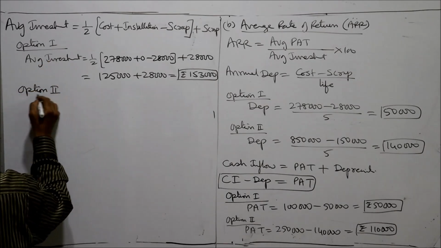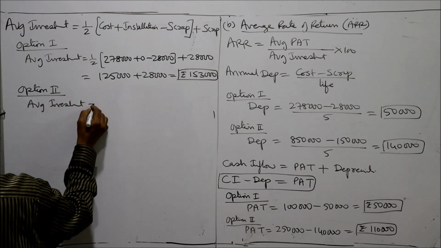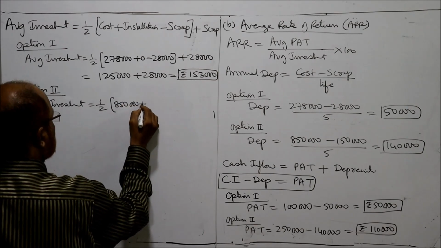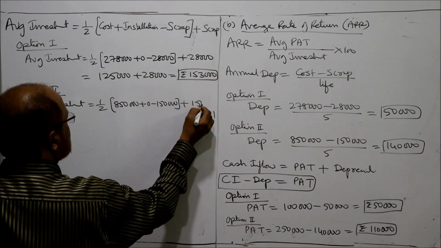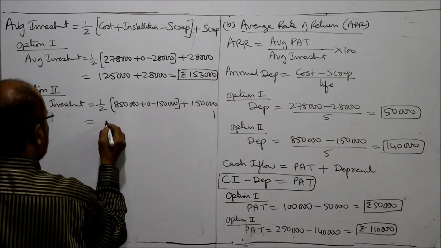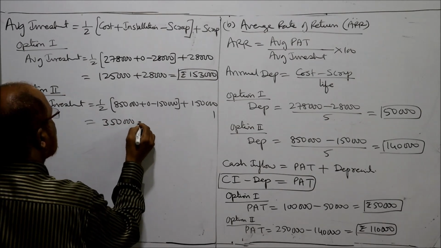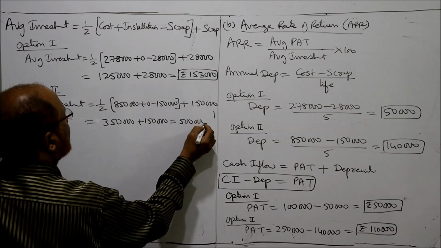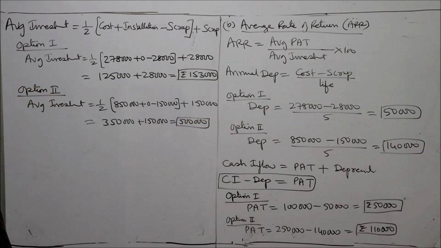Now option 2. 1/2 into 8,50,000 plus 0 minus 1,50,000, plus 1,50,000. That is equal to 3,50,000, plus 1,50,000 is equal to 5 lakhs. So 5 lakh rupees is the average investment.